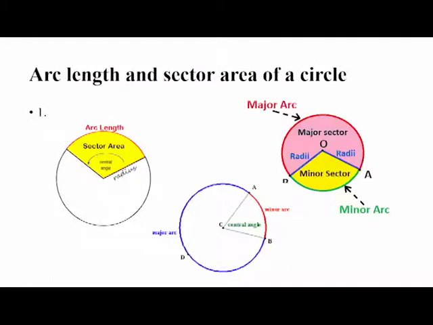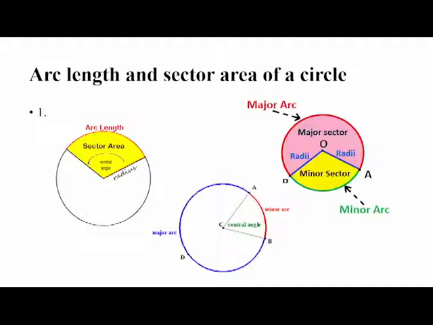Let's look at the circle now. We must know how to get the arc length and sector area of a circle. So the picture is just showing what we mean. This is the arc. Arc is just a part of the circumference of the circle. You can see the sector area.